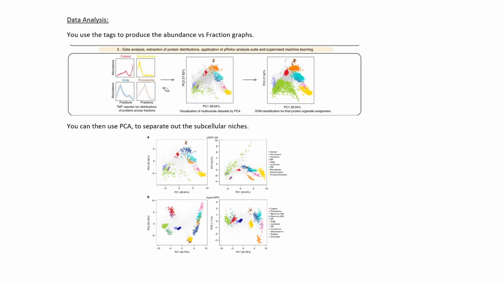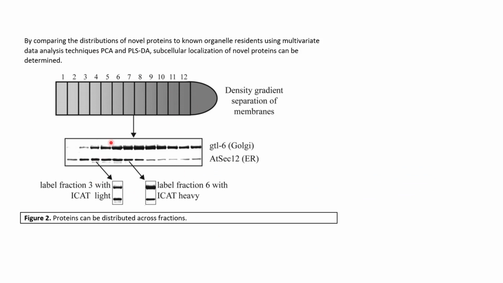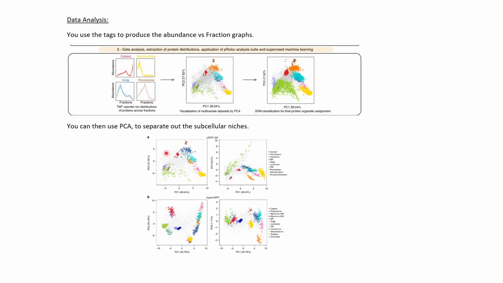Finally, the data analysis part is pretty similar to the original LOPIT. You use the tags to produce the abundance versus fraction graphs. As you see here, the abundances of the different proteins in different organelles change with the fraction, which is pretty much the same principle as this over here. And then this can get converted to principal component analysis plots.